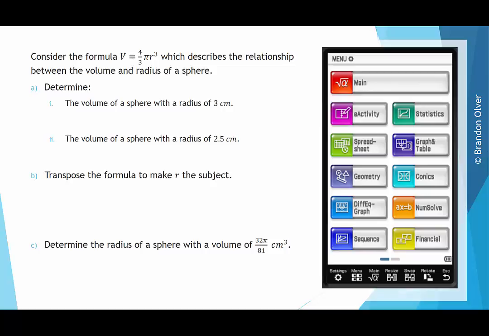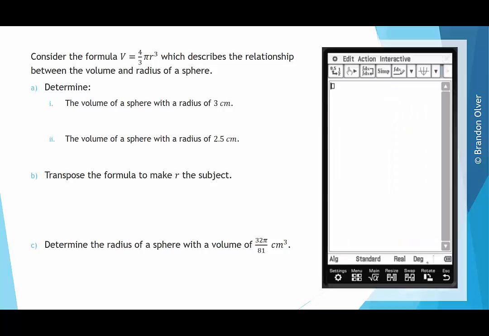On the CAS calculator, we're going to go into the main menu. Before we go too far, just check that you've got the right settings down the bottom of the calculator. In particular, you want to be on standard generally when you're dealing with formulas, particularly if pi is involved.